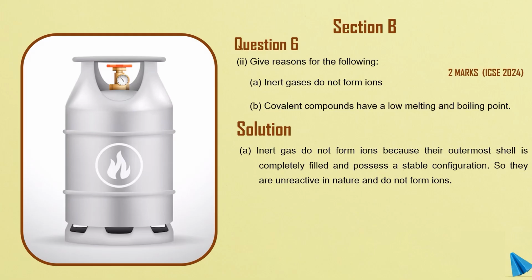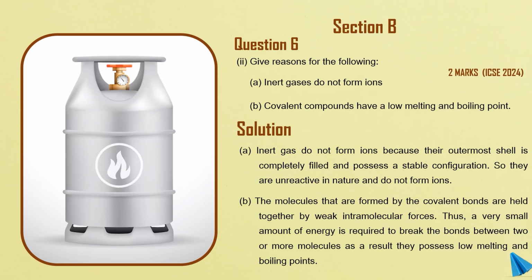Inert gases do not form ions because their outermost shell is completely filled and possesses a stable configuration. So they are unreactive in nature and do not form ions. The answer to B is the molecules that are formed by covalent bonds are held together by weak intermolecular forces. Thus, a very small amount of energy is required to break the bonds between two or more molecules. As a result, they possess low melting and boiling points.